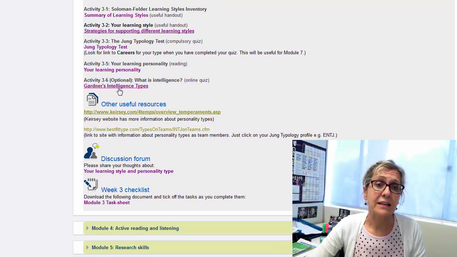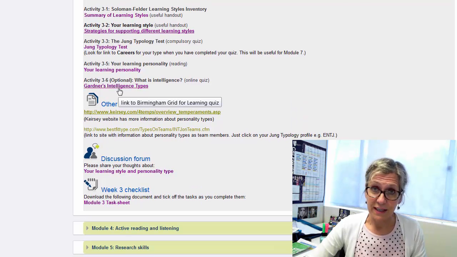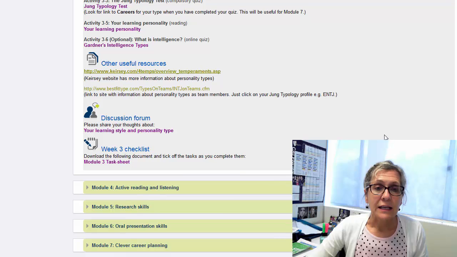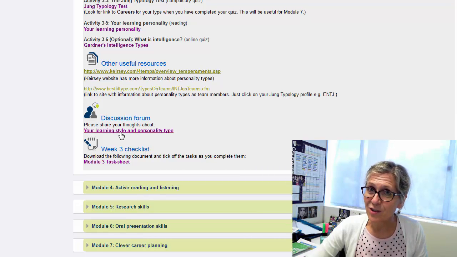Now, you can do the Gardner's Intelligence Types test if you want to, but that's really just for personal interest, and that's optional. Now, don't forget about the discussion forum. We generally get some really interesting discussion about this topic, so we look forward to hearing your thoughts about any aspect of the module and what you've learnt.